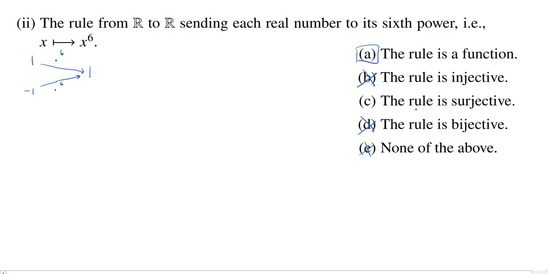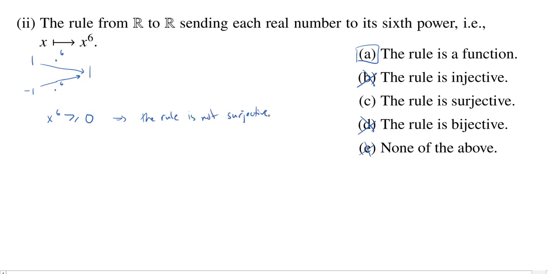All right, now we want to know whether the rule is surjective. One of the things we notice here is that when we raise a negative number to the 6th power, we get a positive number. Of course, 0 raised to the 6th power will be 0. So we can get all of the non-negatives, but we can't get any of the negatives out. So x to the 6th is always greater than or equal to 0, and this implies that the rule is not surjective.